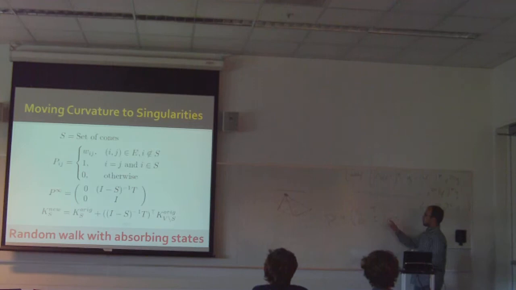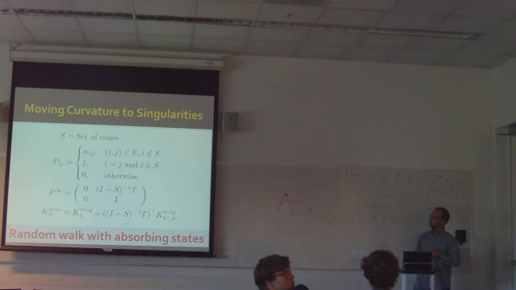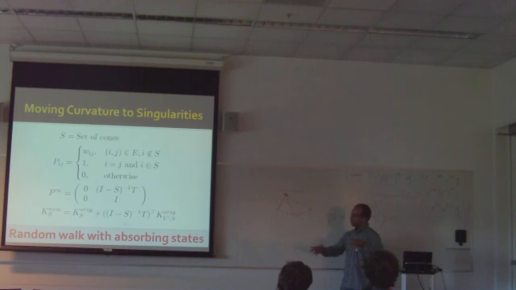So what I've done is I've given a block decomposition to this transition matrix, and these are the weights of the probability that you will transition from the set of vertices that are not cone points to the set of vertices that are. I suppose this is what that block is. Because what we have, again, is this process of just giving away your curvature, but there's only so many receiving states, so you know that eventually it's all going to end up in S.